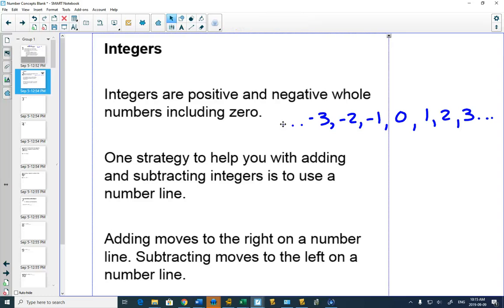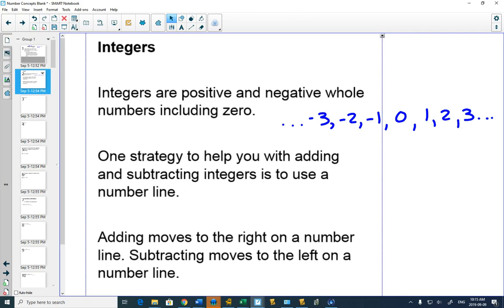A number line, does everybody know what? I don't know why that's highlighted. I want to unhighlight it. There. Whew. Didn't like that blue line.